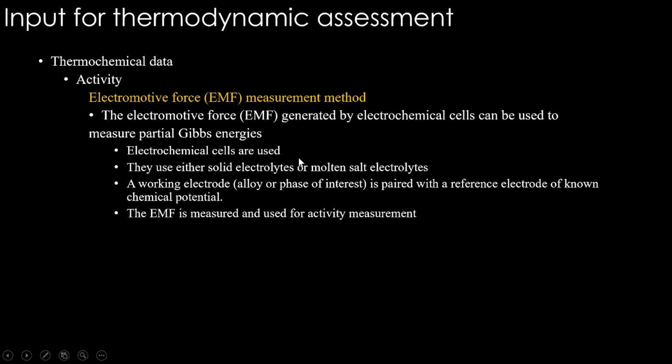So how to measure this? Electrochemical cells are used. They use either solid electrolytes or molten salt electrolytes. And in the electrolyte, we have electrodes. A working electrode, alloy or phase of our interest, is paired with the reference electrode of known chemical potential. When this kind of setup is made, there will be an EMF generated, and it is measured and used for activity measurement. So there is no partial pressure measurement here.